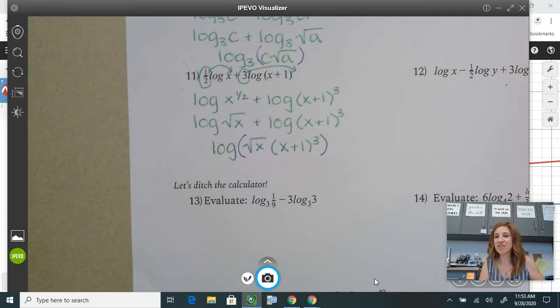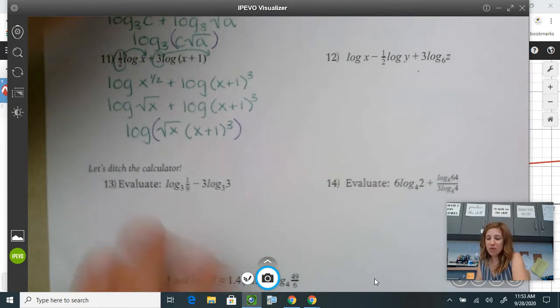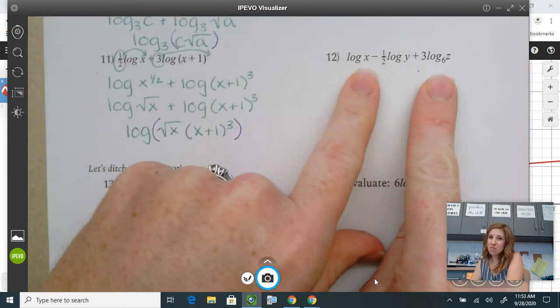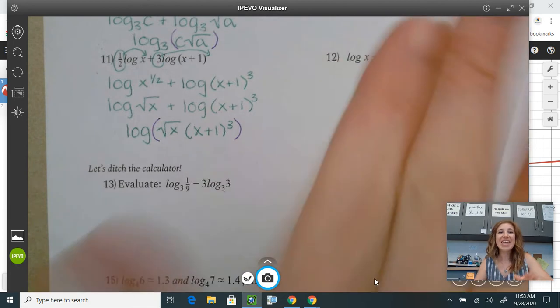So just like I'm going to ask you to try number 10, I'm going to ask you to also try number 12 on your own. Be very careful though. I have different bases. That is going to change things just a little bit for you. Okay, condensing.